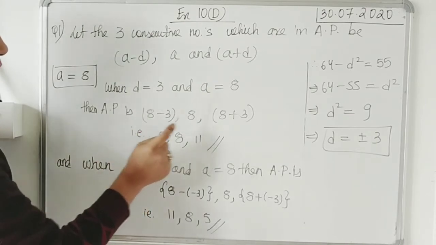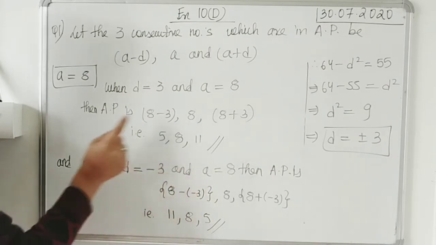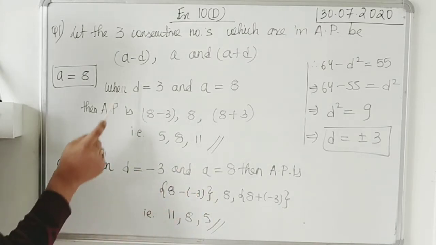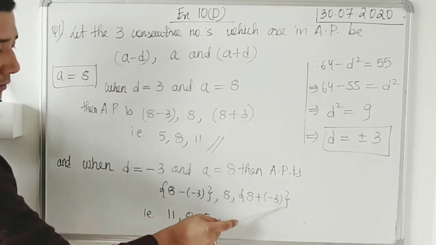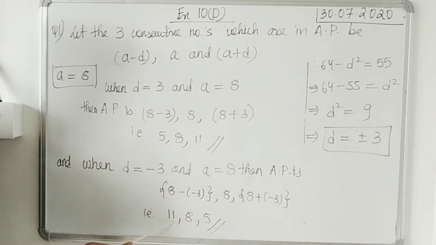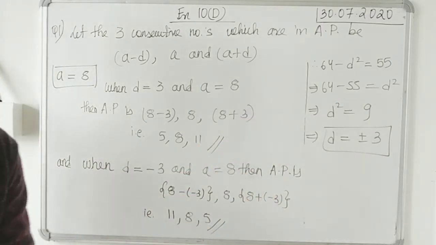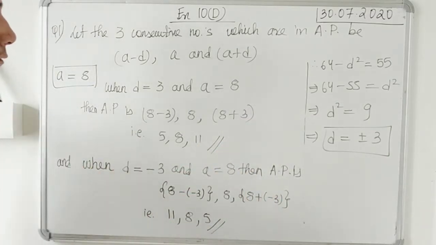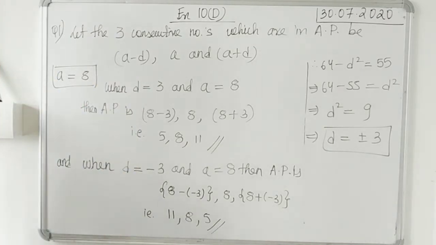When D equals minus 3, A equals 8, we get just the opposite of it, because this will be 8 minus of minus 3, 8, 8 minus 3. So minus and minus make plus, so 11, 8, 5. So this is how we have to solve with 3 terms given to us: 3 consecutive terms whose sum is 24 and product is 440. Okay? So pause the video and note it down.